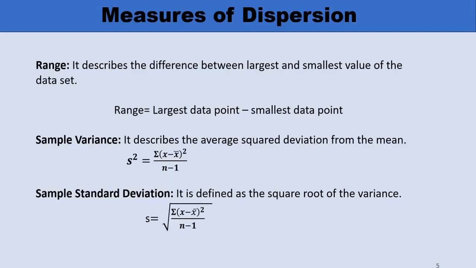Now let's shift our focus to measures of dispersion. Let's start with the range, which tells the difference between the largest value and the smallest value of the dataset. These are the formulas to calculate range. Next, we have sample variance and sample standard deviation, which offer insights into data variability. These are the formulas to calculate sample variance and sample standard deviation.